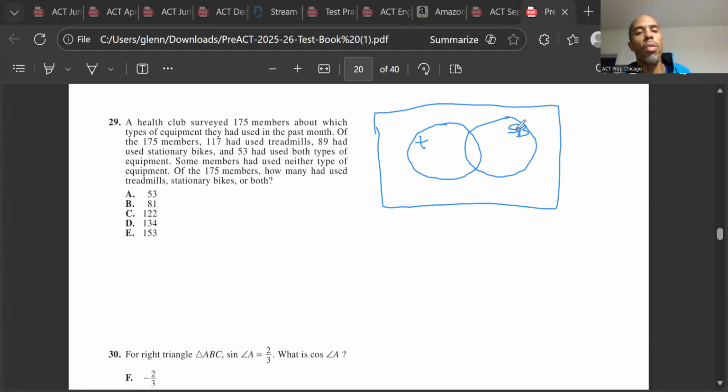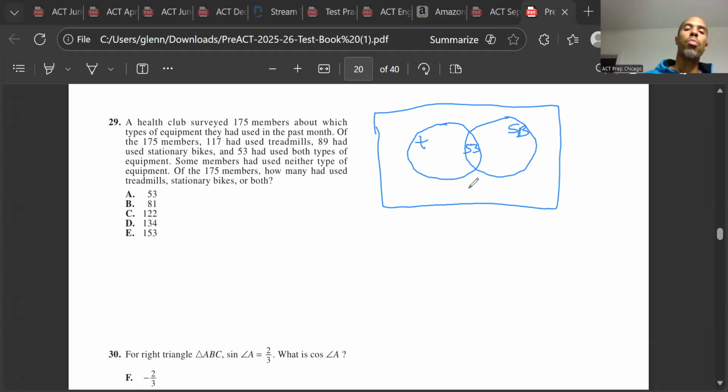117 had used treadmills, 89 had used stationary bikes, and 53 had used both. That 53, we can't count twice, right? So both would be here, 53. That's people who rode the treadmill and the stationary bike. It would be in the middle, where they intersect.